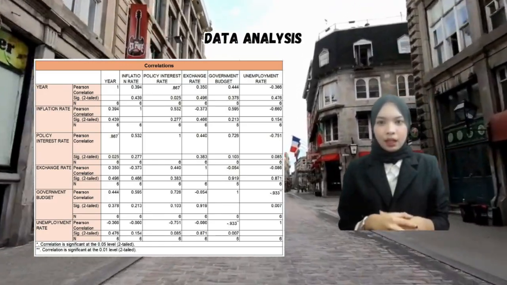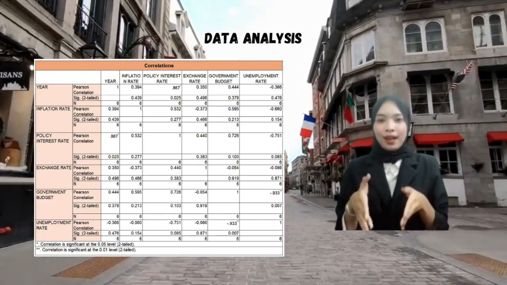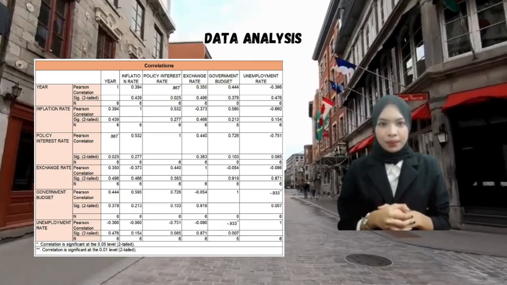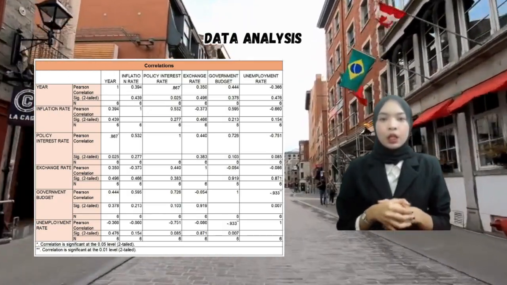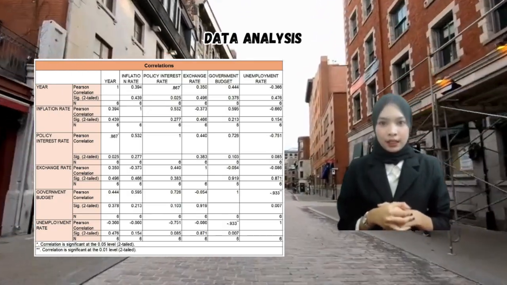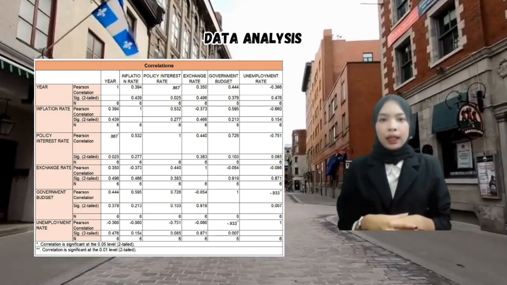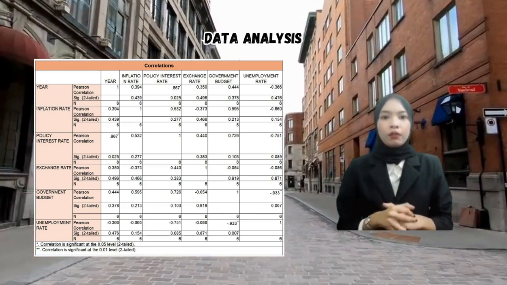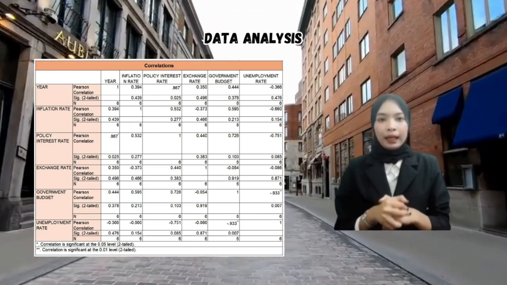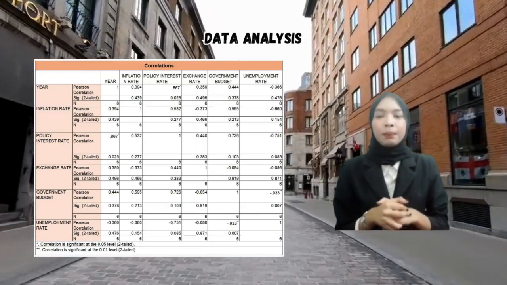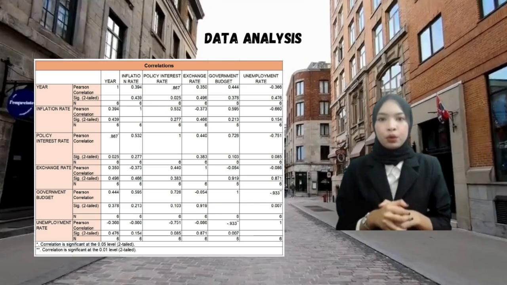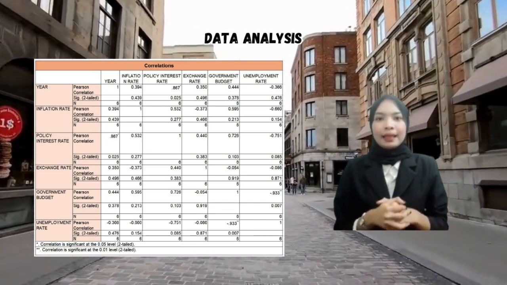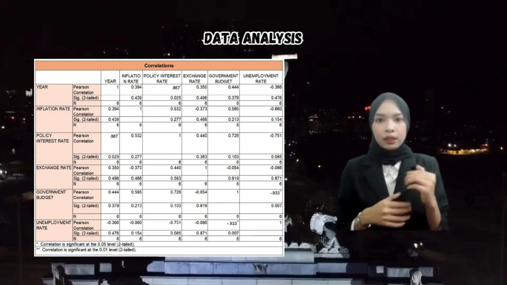Last but not least, correlation analysis. Now, let's look at the relationships between the different variables through Pearson's correlation coefficients. There's a strong positive correlation between the policy interest rate and year with a coefficient of 0.867, which is p equal to 0.025, suggesting that the interest rate has been increasing over time.